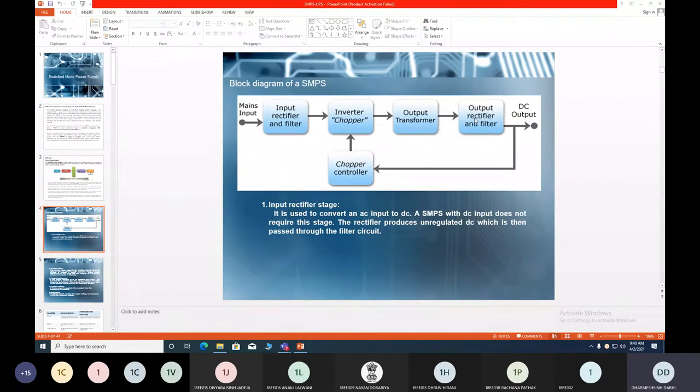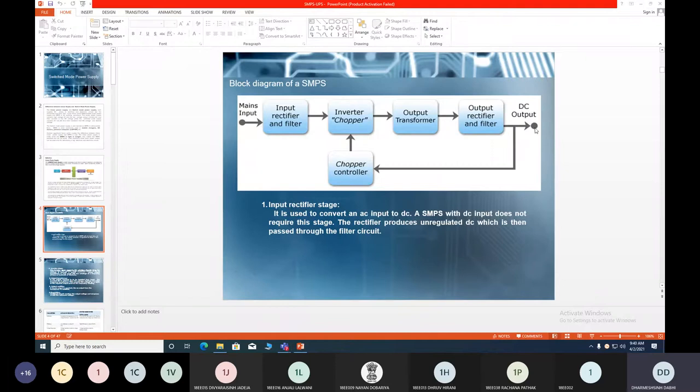The frequency of the DC is zero, but the frequency of the ripple you get at the output of the rectifier is very high. So that ripple can be easily filtered out by a small-size LC filter. Then the output of the filter is applied to the DC output or load. Now you can see that this is a closed loop system.